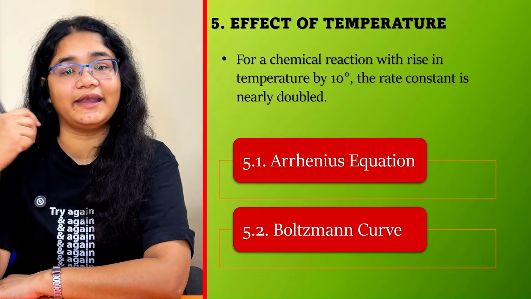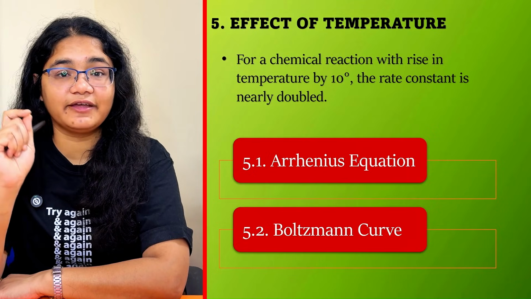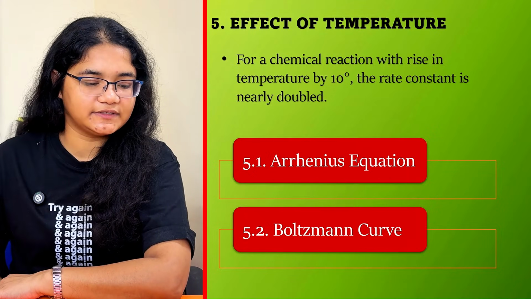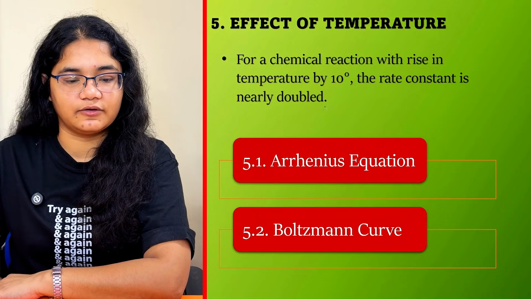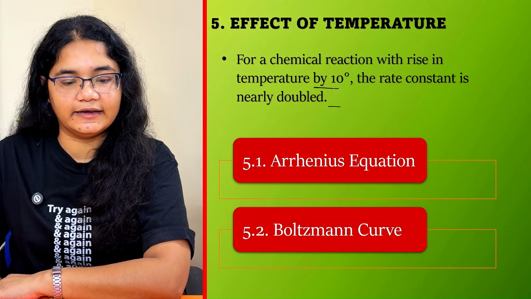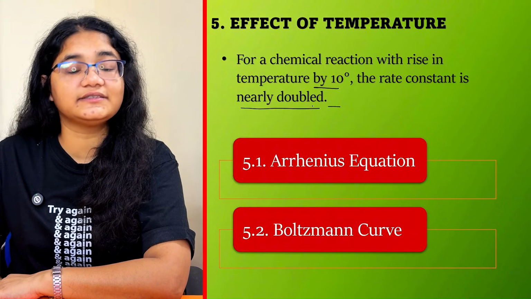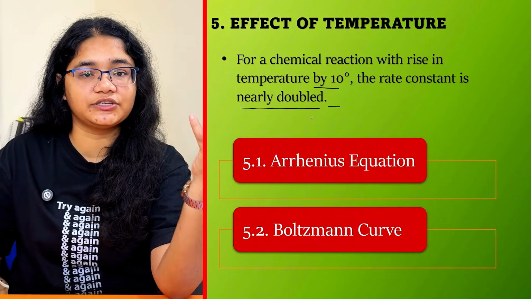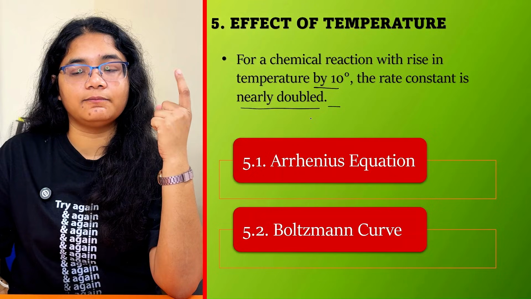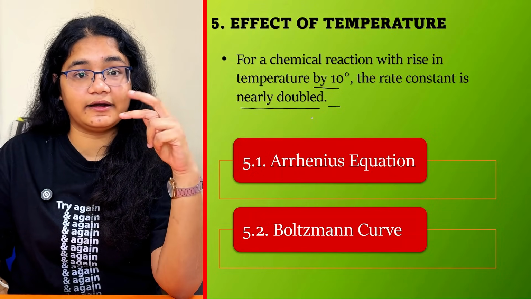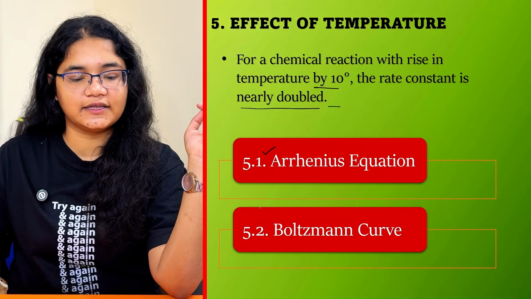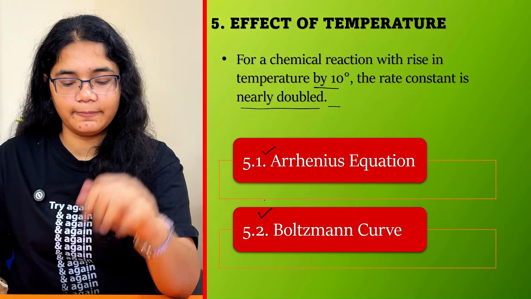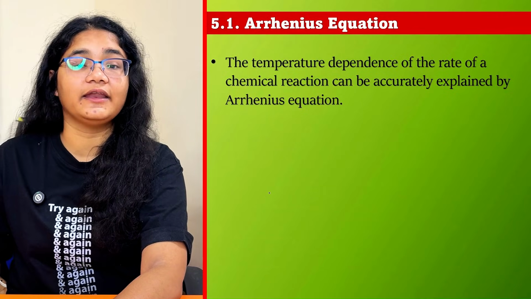Now we will go to the next important factor, that is the effect of temperature. For a chemical reaction, with every 10 degree rise in temperature, the rate constant is nearly doubled. So what is the effect of temperature? If you increase the temperature by 10 degrees, the rate constant almost gets doubled. In temperature we'll study the Arrhenius equation and the Boltzmann curve. So let us start and understand what the Arrhenius equation is.